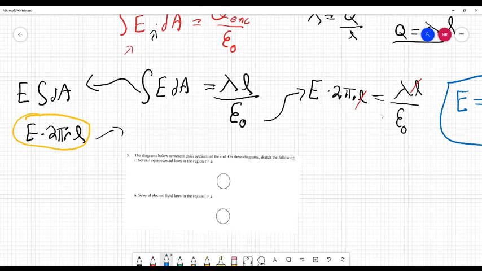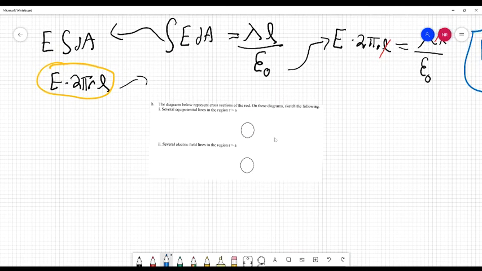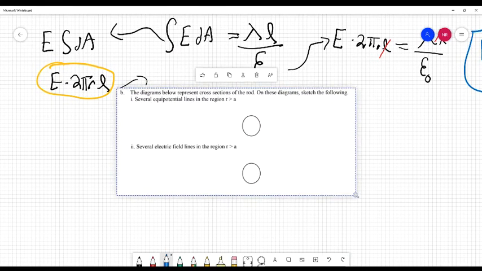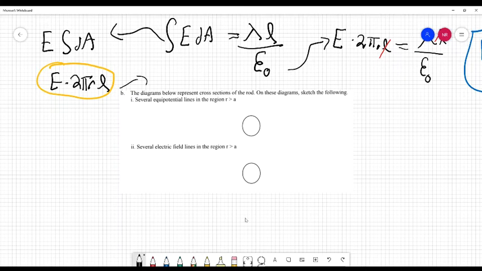The second part is asking, the diagrams below represent cross-sections of the rods. On these diagrams, sketch the following: several equipotential lines in the region r is greater than a, and several electric field lines in the region r is greater than a. Sorry, I meant r is greater than a for both. Equipotential lines literally just mean draw lines where every single point on that line will have the same exact electric potential as any other point on that line.